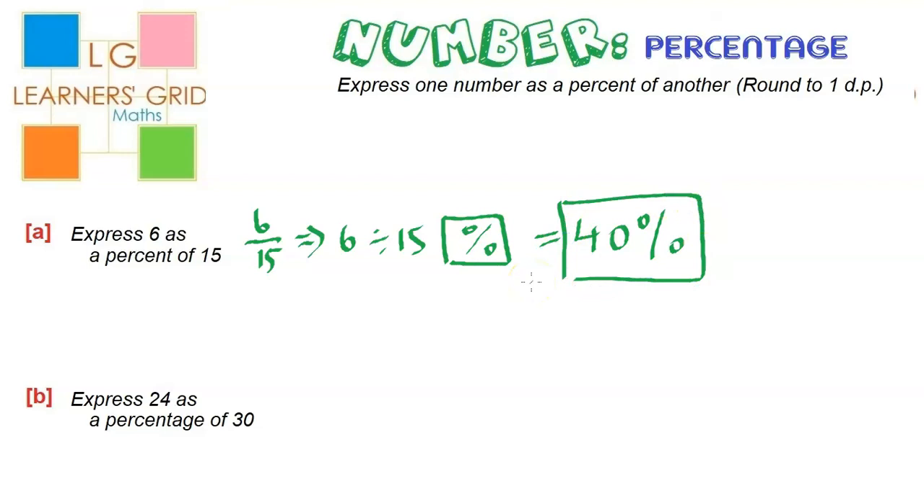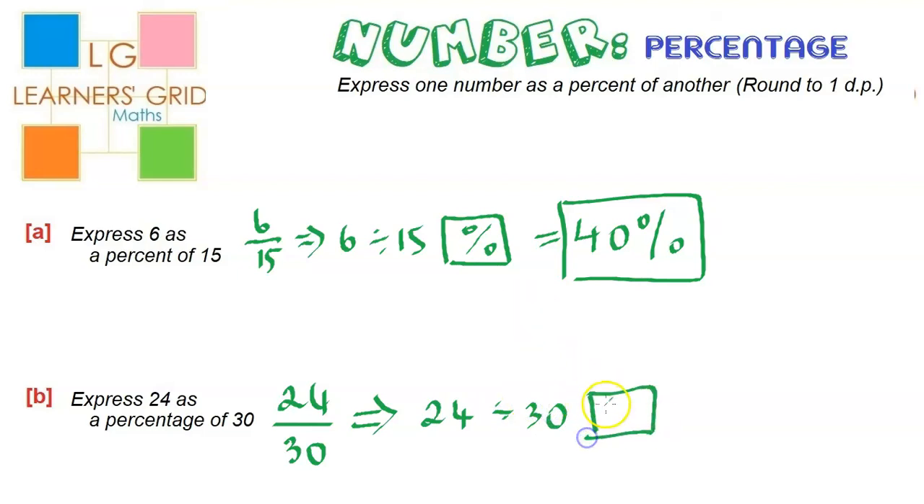Let's do the second one down here. It says express 24 as a percentage of 30. So 30 is our denominator, and 24 is our numerator. What that means is 24, the fraction bar means divided by 30. So if I then type in the percent button and then the equals button, I will get the answer.